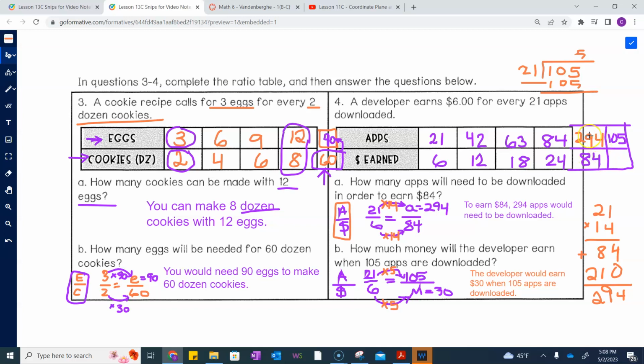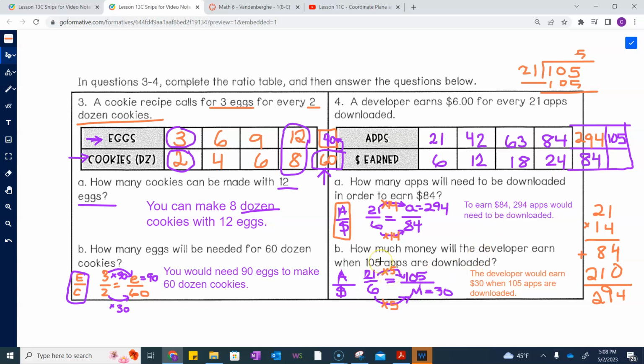Up here I did extend the table just so I can see, hey, does it make sense? The number up top should always be bigger than the number below. It makes sense because that's the ratio, 21 over 6. It needs to stay an improper fraction. And I got an improper fraction, so I know I'm on the right track.